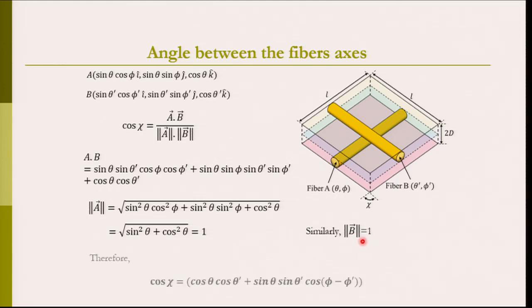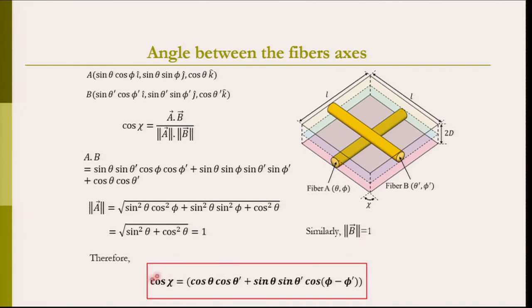So, if you try to calculate the angle between the axes of these two fibers, it will be cos of chi is equal to cos of theta, where theta is the out of plane orientation angle of fiber A, cos of theta dash, which is the out of plane orientation angle of fiber B, plus sin of theta into sin theta dash cos of phi minus phi dash. So, phi is the in plane orientation angle or azimuthal orientation of the fiber A, and phi dash is the in plane orientation angle of fiber B. So, we will be making use of this formula later on when we calculate the number of fiber to fiber contacts in anisotropic fibrous materials.